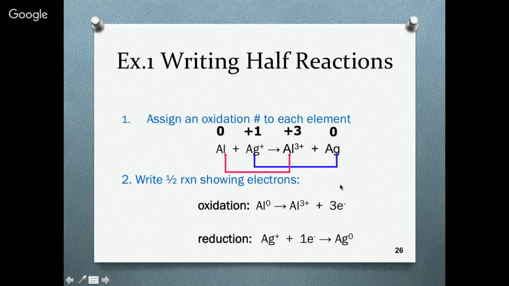For reduction, we have Ag goes from +1 to 0. The charge on the left is +1, so I need 1 electron. You don't necessarily have to indicate like 1e minus. You could just write e minus, that's fine. Goes to Ag 0. Also, some teachers might not make students write like 0 for this Ag. It's fine if you just want to write Ag on the product side. For atoms, you don't need to indicate the 0.